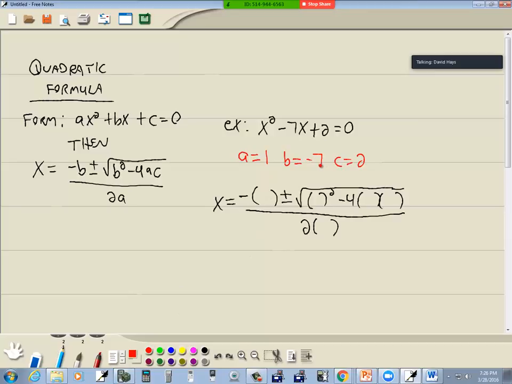Now we said b was negative 7, so everywhere I have b, I'll put in negative 7. We said a was 1, so everywhere I have an a, I'll put in a 1. And we said c was 2, so everywhere I have a c, I'll put in a 2.